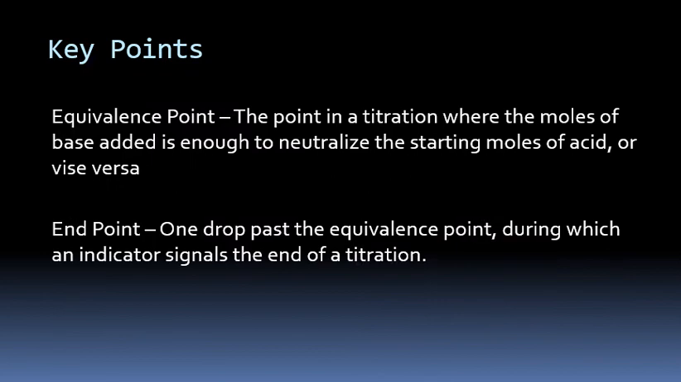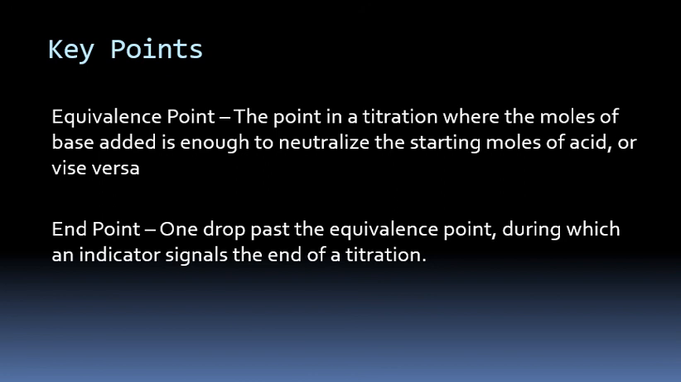Now, the key points for an actual titration, should you ever do one actually in lab, would be the equivalence point and the end point. The equivalence point is essentially the point in a titration where the moles of base that you added is enough to neutralize all the starting moles of acid in your beaker, or the point where you added enough acid from your burette to neutralize all the base in your beaker, depending on where you have each located.